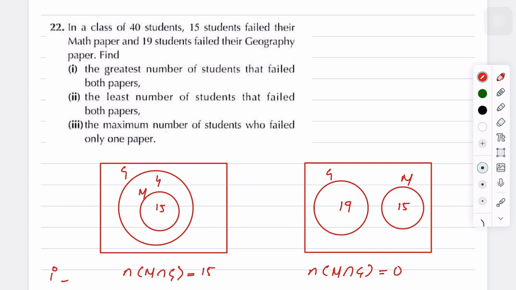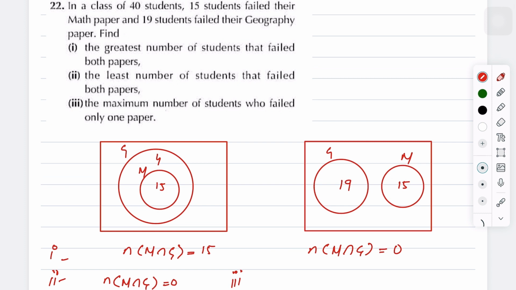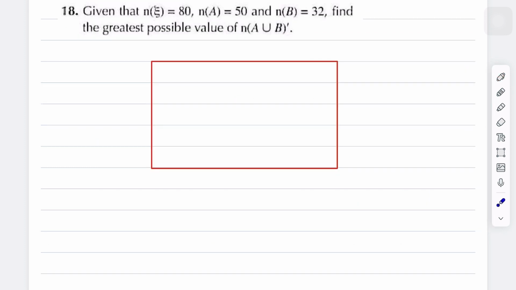The third part of the question is maximum number of students who failed only one paper. So these are the students who failed only one paper. These are the students who failed only one paper. We will simply add them together. G union M, and that will be 19 plus 15, and that will be 34. Hope you understand this.